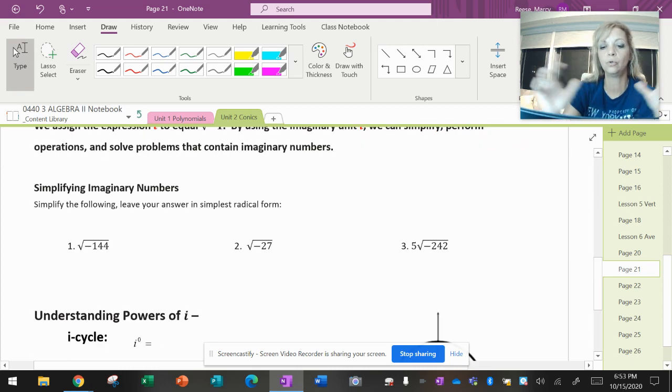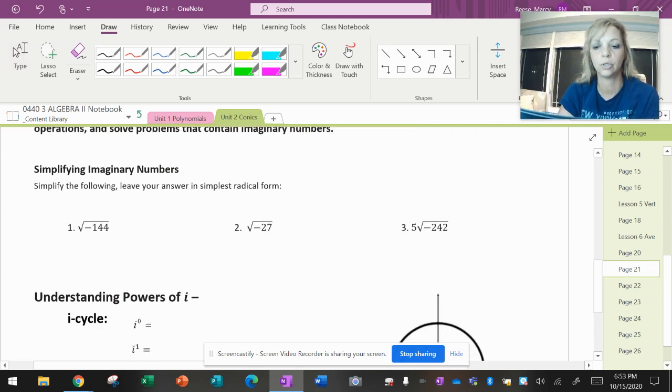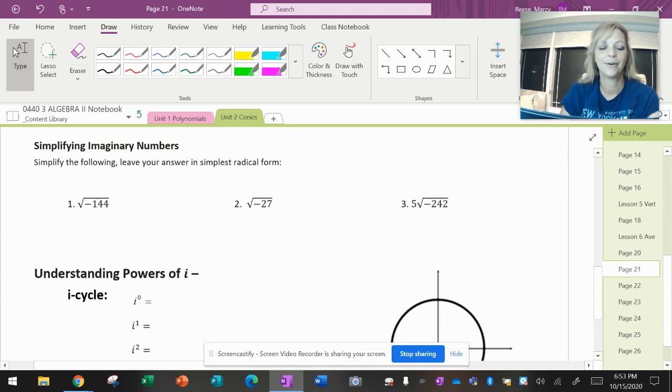Okay, so it's a whole new world that I'm opening up for you. Huge. This is a huge world. Okay, so anytime I see a negative underneath the square root now, you've got to automatically go, oh, it's imaginary. Not a real number, not in the real number system, but imaginary.